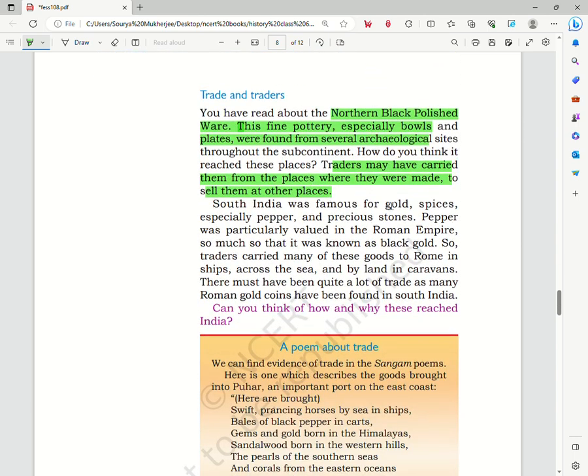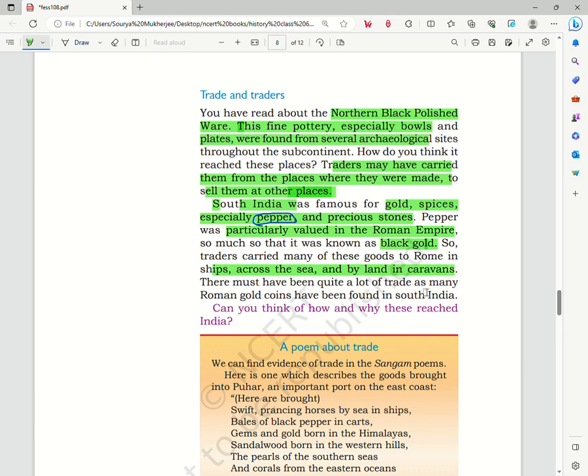South India was famous for gold, spices, especially pepper, and precious stones. Pepper was known as black gold. It was that precious during those times. Then there was gold and other spices also. As it is written here, pepper was particularly valued in the Roman Empire, so much so that it was known as black gold. So as I just told you, pepper was highly prized by the Roman Empire and came to be known as black gold. Traders carried many of these goods to Rome in ships across the sea and in land caravans.